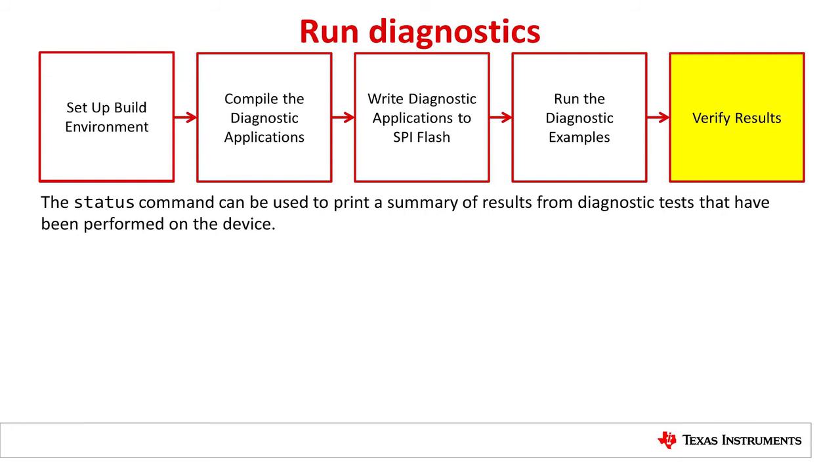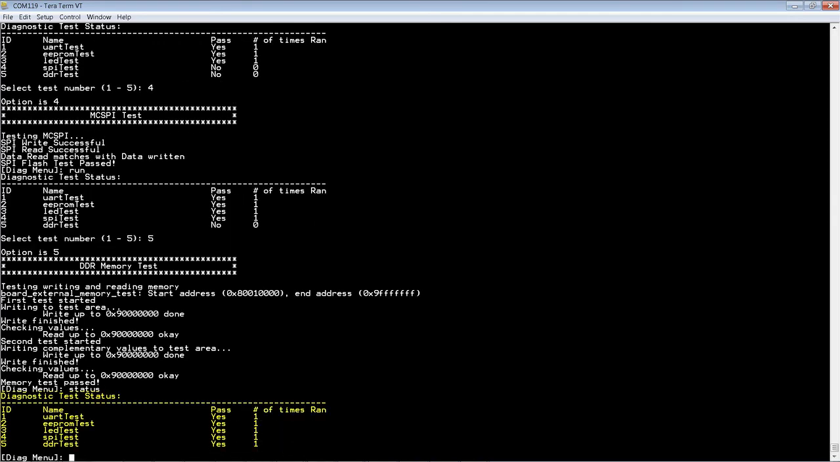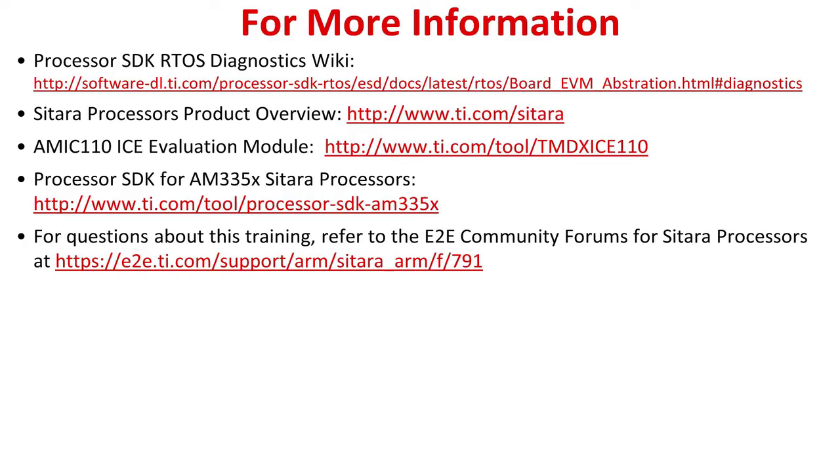Finally, we will verify the diagnostic output on the console. You can also use the status command to query the test result. For a new EVM, all the tests are expected to pass. This concludes the demonstration of diagnostics using the SPI flash method.